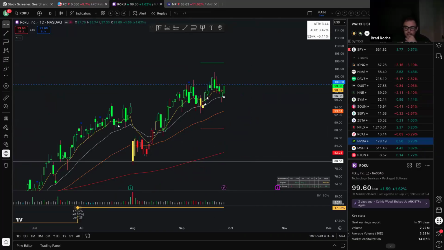Okay, so let me start going over the stocks you guys want me to look at. So those are the main ones, and then Roblox has some buy signals, but I don't think it's ready yet. I'd like it to tighten up, consolidate a little bit more.